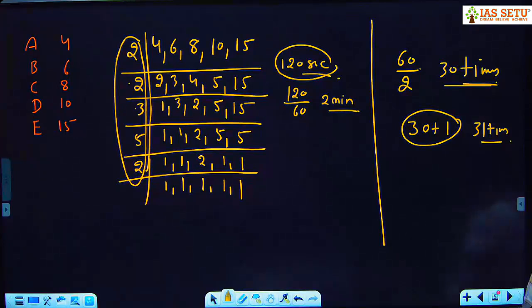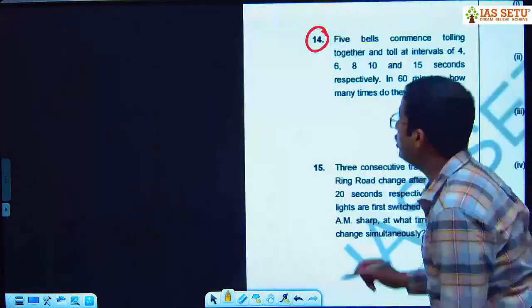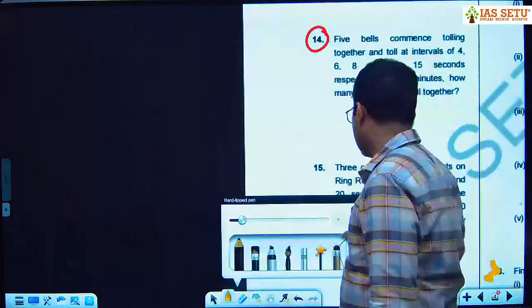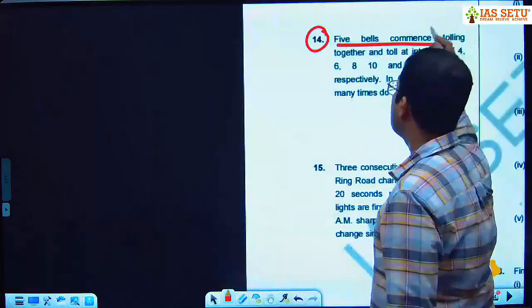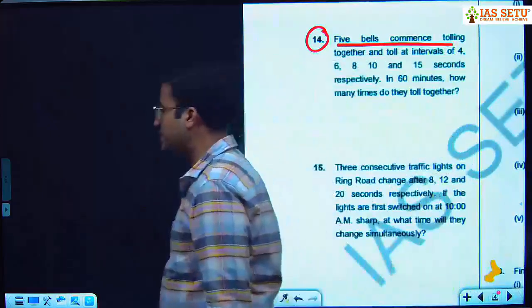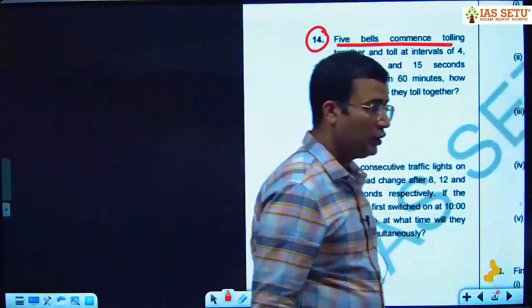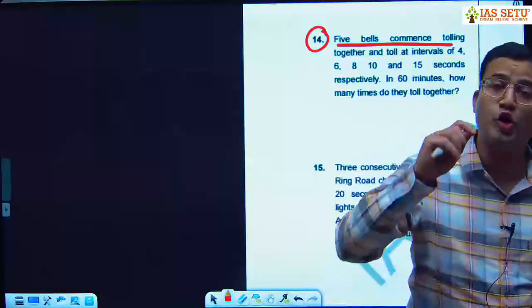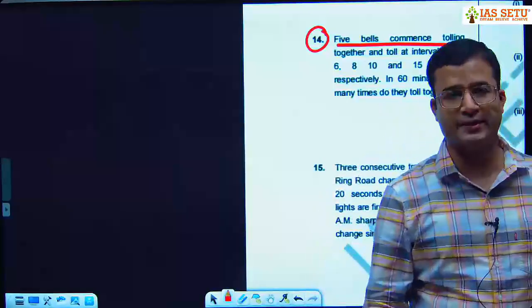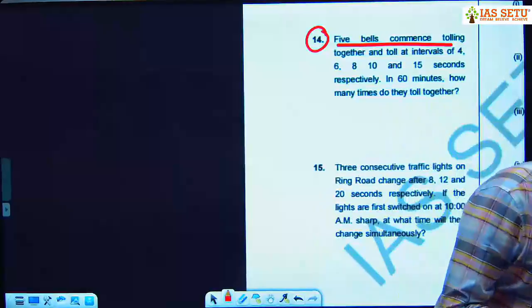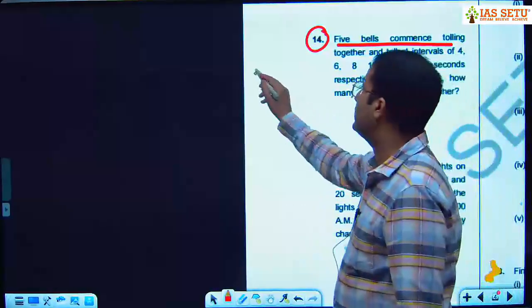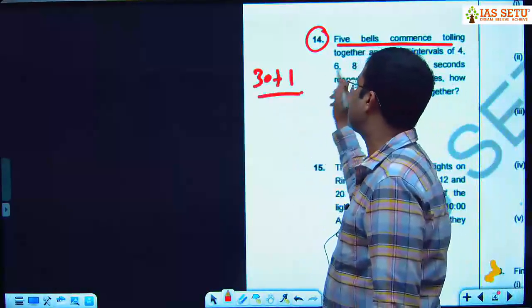You have to read the question carefully. The question says 5 bells commence tolling together. You can underline the words commence tolling together. It means started tolling together. So at the starting time also, all these 5 bells toll together. So because of the starting time, the answer is not 30, the answer is 30 plus 1.